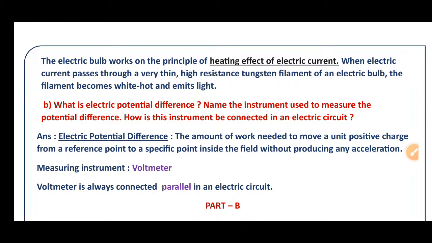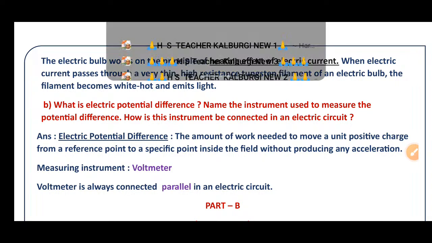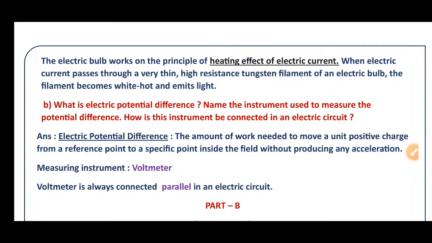What is electric potential difference? Name the instrument used to measure the potential difference. How is this instrument to be connected in an electric circuit? Then see, electric potential difference is the amount of work needed to move a unit positive charge from a reference point to a specific point inside the field without producing any acceleration. It's called electric potential difference. Then the measuring instrument for electric potential difference is the voltmeter. Voltmeter is always connected parallel in an electric circuit.